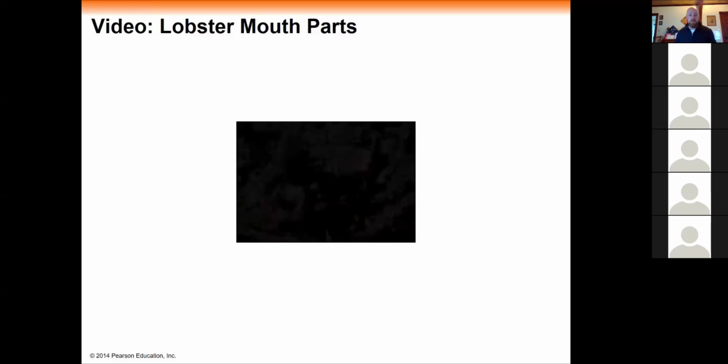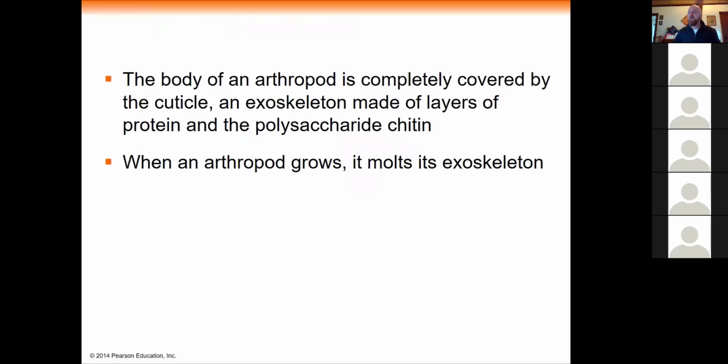Okay, so that was lobster mouth parts. It is very spider-like, yeah. And that's just the mouth.